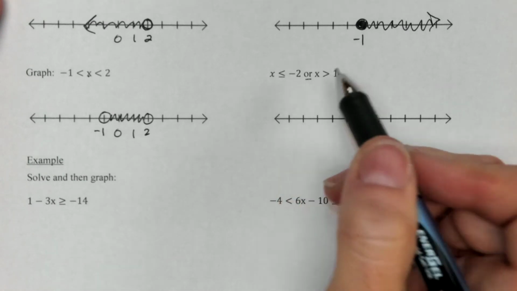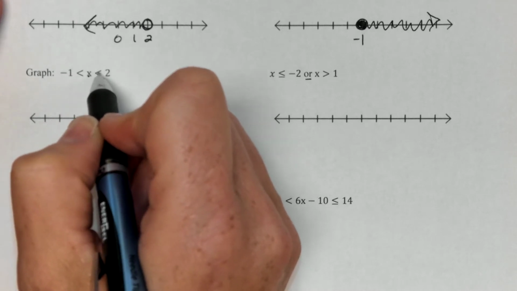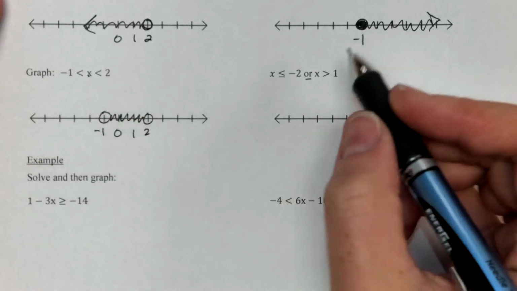The next one says and. This is more of an and statement. I need everything that is greater than -1 and all of the things that are less than 2. So you kind of want that space in there. This is an or statement.